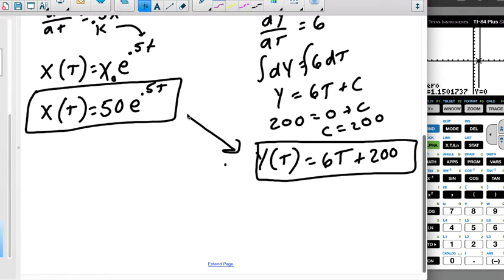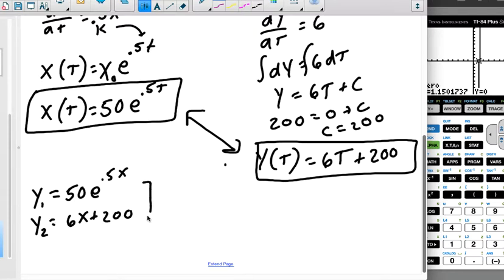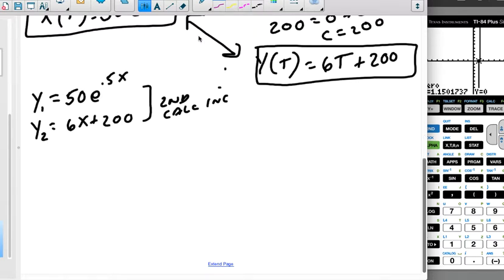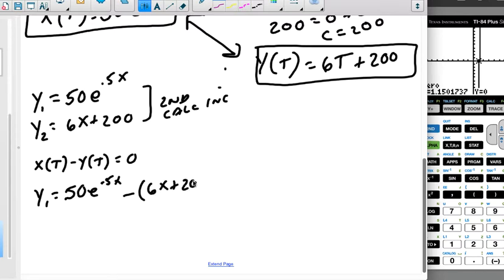I need to know when they're equal, and that's where the calculator comes in. I don't care if you do second calc intersect, with y1 as 50 e to the 0.5x and y2 as 6x plus 200. Or, because you know you want when x of t equals y of t, you could do x of t minus y of t is 0, so your y1 is 50 e to the 0.5x minus, in parentheses, 6x plus 200. And then you could do second calc zero. I don't care which one you pick. You certainly shouldn't do both.